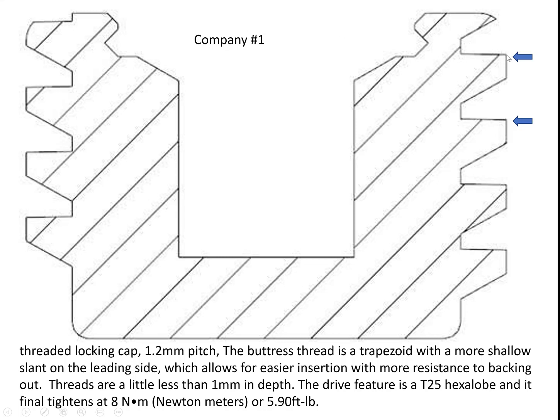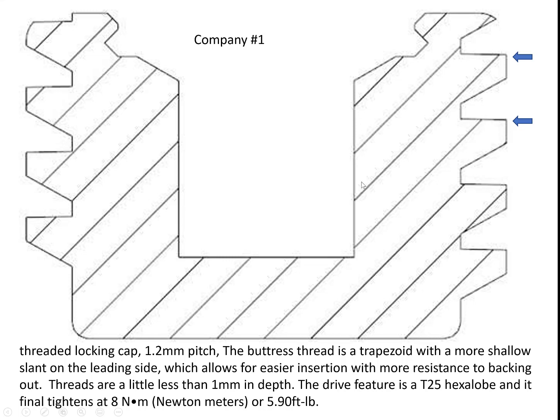The pitch from one thread to the other, when you go a complete circle, how far down the cap goes, is 1.2 millimeters. That's the pitch. And the thread is a trapezoid. The theoretical reason for it being trapezoid is that it decreases the probability of it backing out. And the threads are just 1 millimeter deep. So from here to here, it's 1 millimeter.